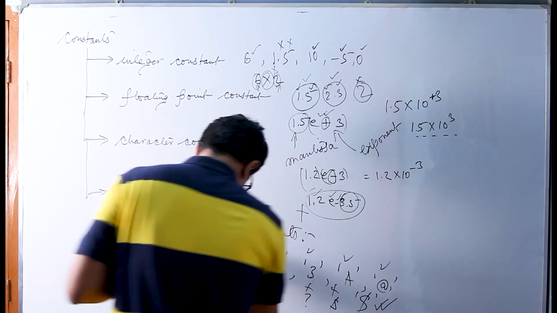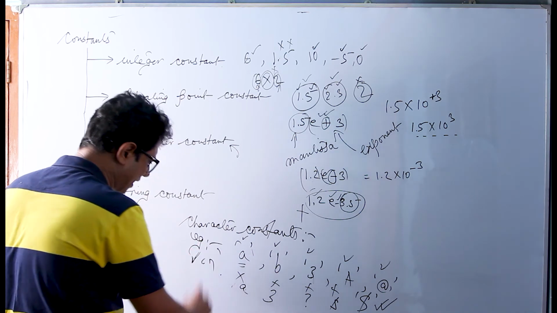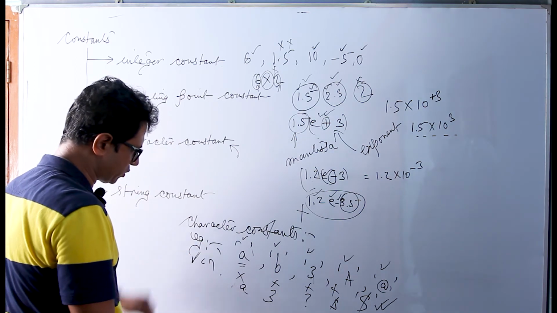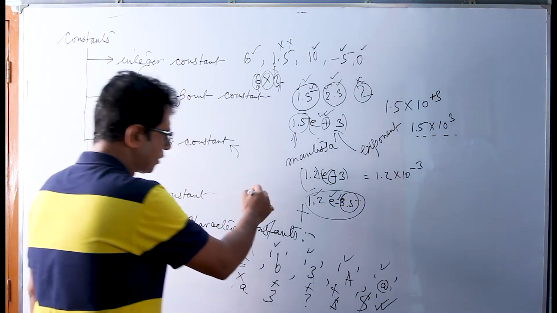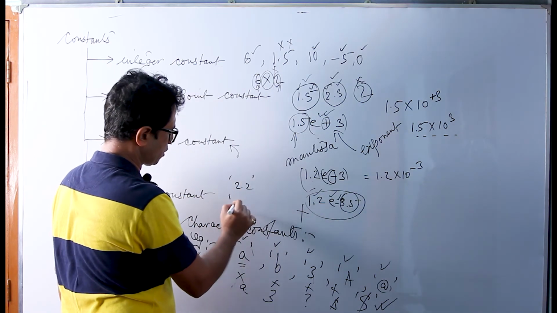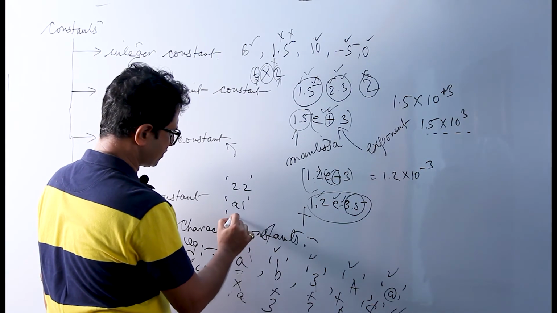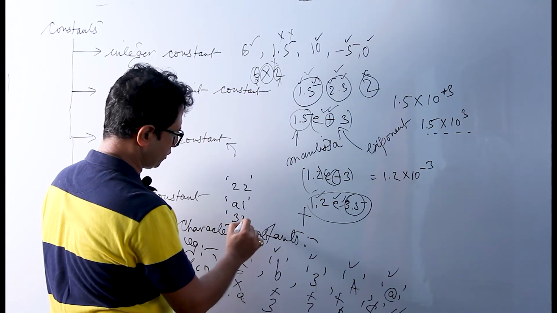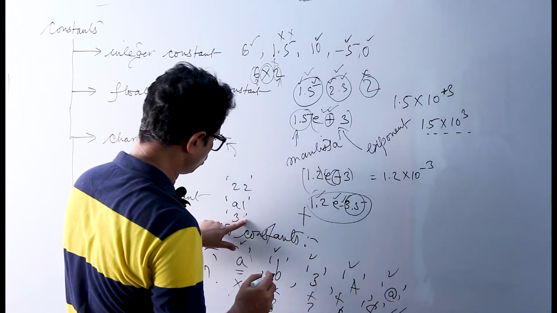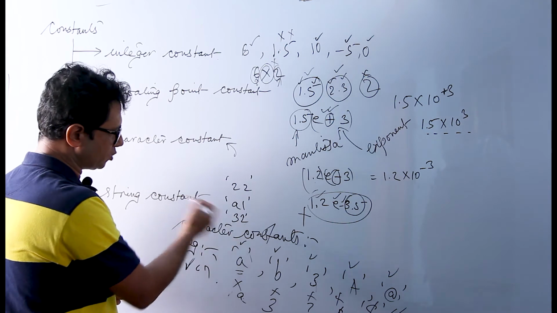Suppose we have taken this one, question mark within single quote, character constant, invalid character constant. This is a valid character constant. And suppose we can also write like this. If we write like this, 22, or write like this, A1. If you write like this, 33, or suppose it is 32, no repetition of characters. Suppose we write like this, 32.